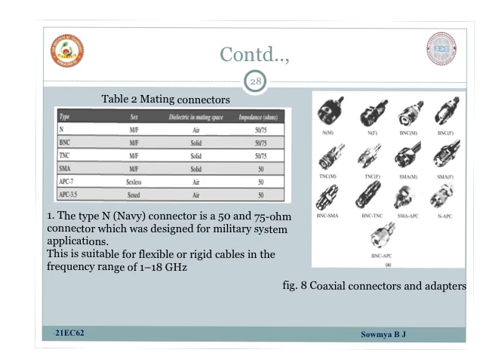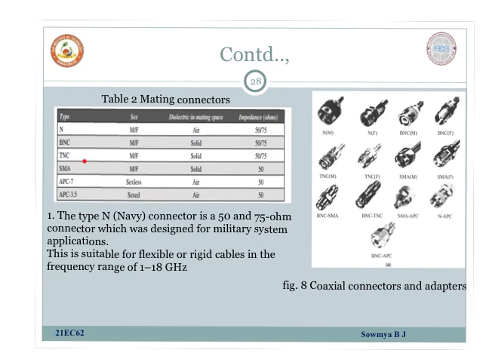The first one is N type, which is called as navy connector. This can be used as either male or female connector and the air is a dielectric and the impedance is 50 or 75. Next is BNC connector, this is again male or female connector, dielectric is solid and the impedance is 50 or 75 ohms.